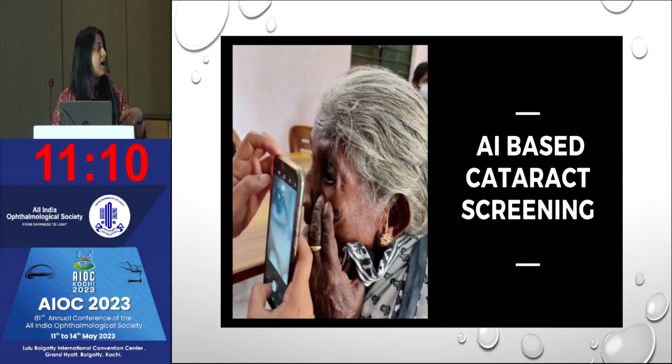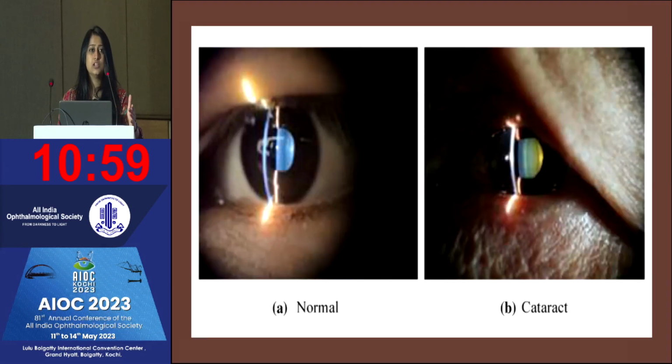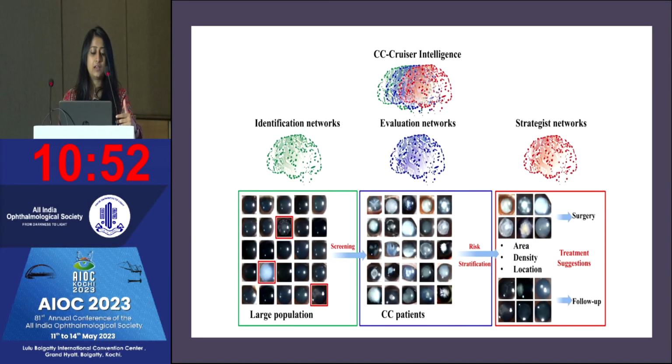As you can see over here, I would again highlight that sir has beautifully shown how diabetic retinopathy can be screened by the software that they are using. And over here, AI-based cataract screening can also be done. So we can actually cater to a larger community by AI-based screening. Over here, you can see the identification network: in a large population, one can assess that there are 3 particular eyes which require or might require an intervention. After that, there is an evaluation network where, using cruiser intelligence, you can compare and do a risk stratification of which particular patient requires an intervention sooner. Then there are strategist networks wherein you can categorize, considering the area, density, and location, which patients require surgery and which require follow-up.